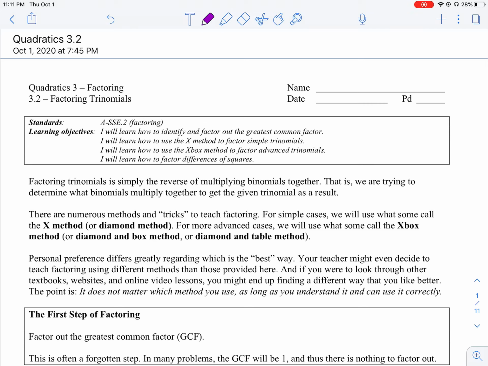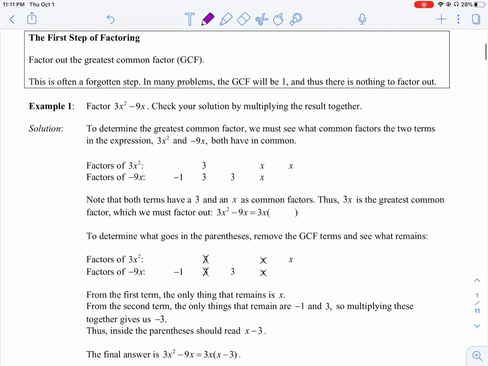Hi guys, welcome to another lesson of Algebra 2. This lesson is Quadratics 3.2 on page 56 of your packet. We are going to be learning how to factor trinomials.